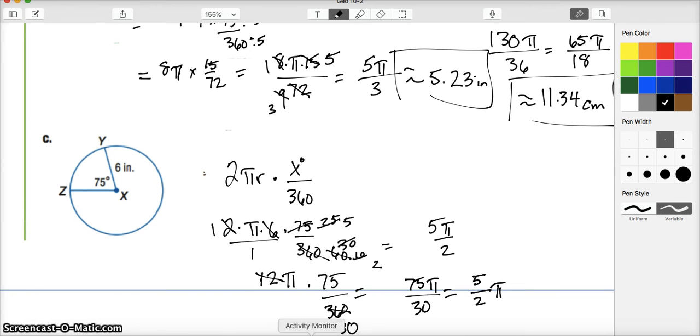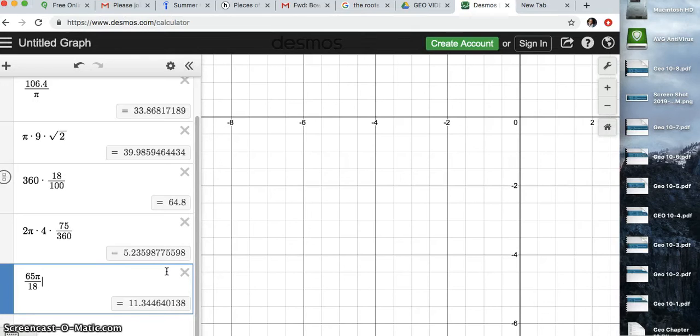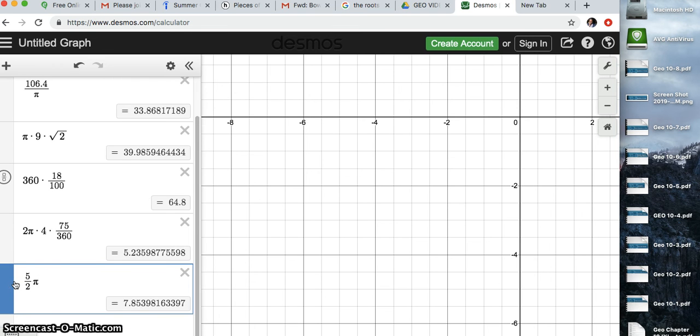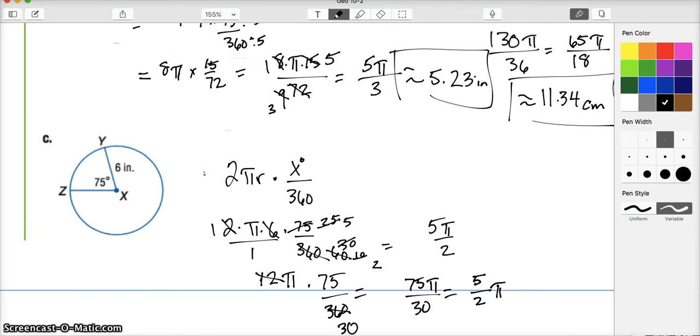So I can get the approximate answer by going to our friend Desmos or any calculator and taking 5 divided by 2 and multiplying all of that times pi, which is the same as 5 pi over 2, by the way. And I get 7.85, and that's the number I'm going to put down here as my answer. So my answer is approximately 7.85 inches for the length of that arc.